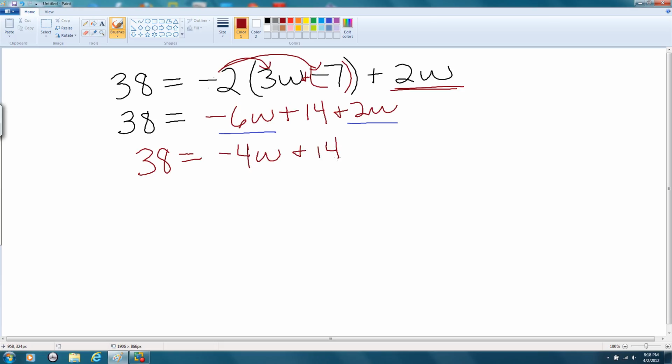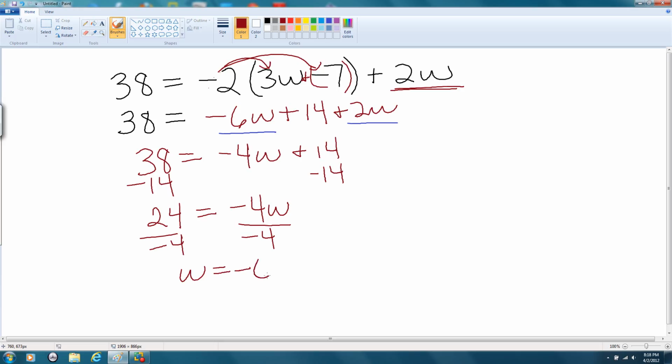Now we've seen equations like this before. I usually do the addition or subtraction at this point first. So I subtract 14. And 38 minus 14 is 24. So I get 24 is equal to negative 4w. Divide each side by negative 4, and I end up with w is equal to negative 6.